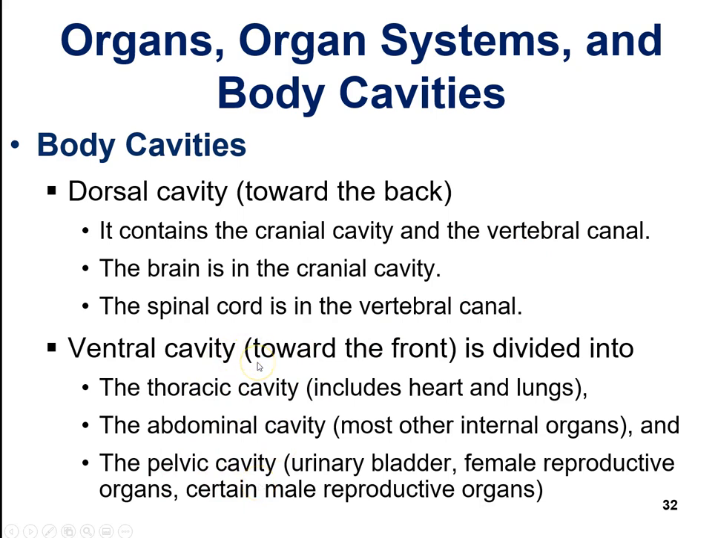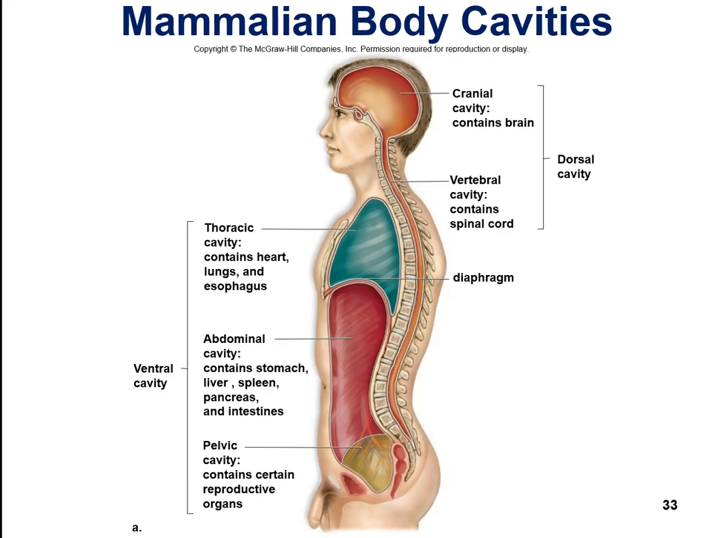So thoracic: heart and lungs. Abdominal cavity: most other internal organs like the liver and the stomach. Pelvic cavity: urinary bladder and reproductive organs. And for the lab quiz, I also may include a picture like this and ask you to identify the body cavity.